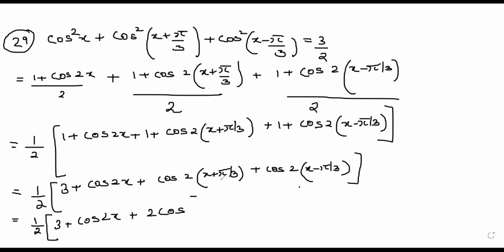So a plus b by 2 means this is 2x plus 2x. This becomes 4x. Okay, this pi will cancel out. We have this 2x plus, we will open the bracket, 2 pi by 3. And similarly here we have 2x minus 2 pi by 3. So this will cancel out. 2x plus 2x becomes 4x by 2.